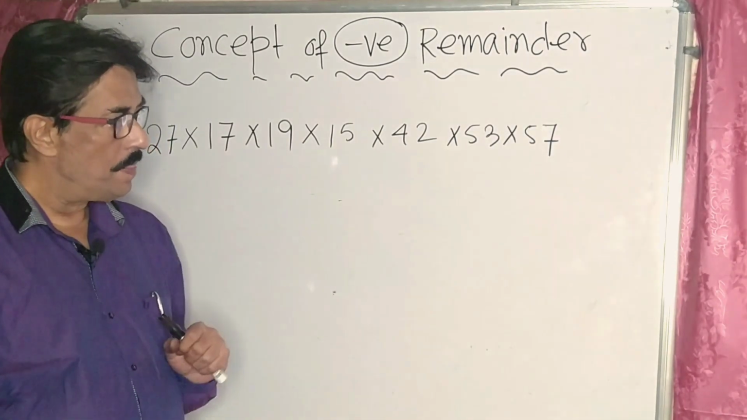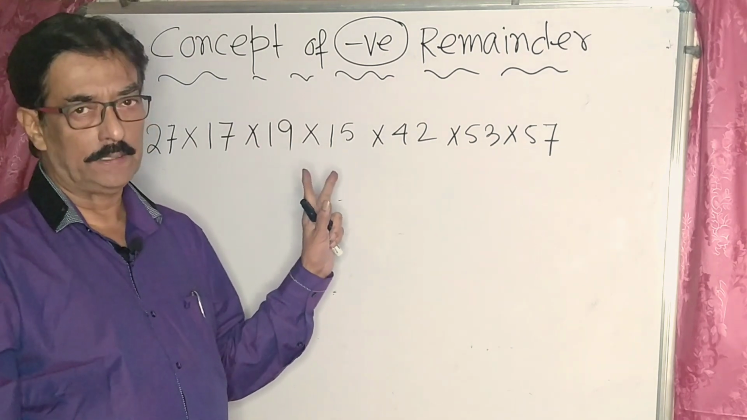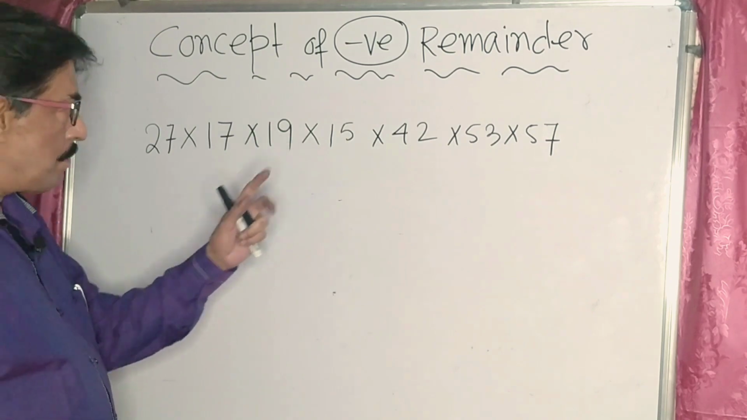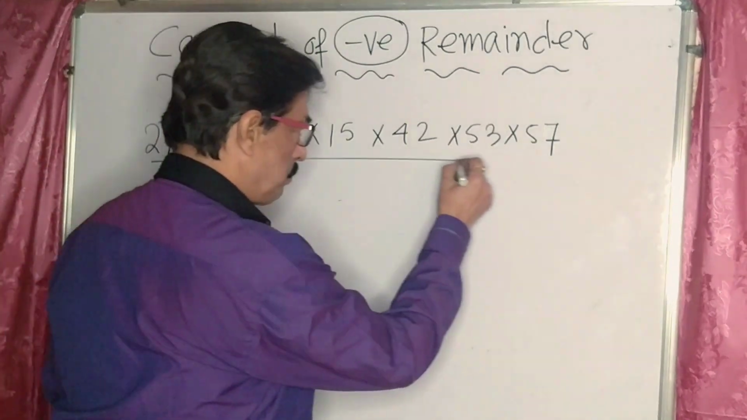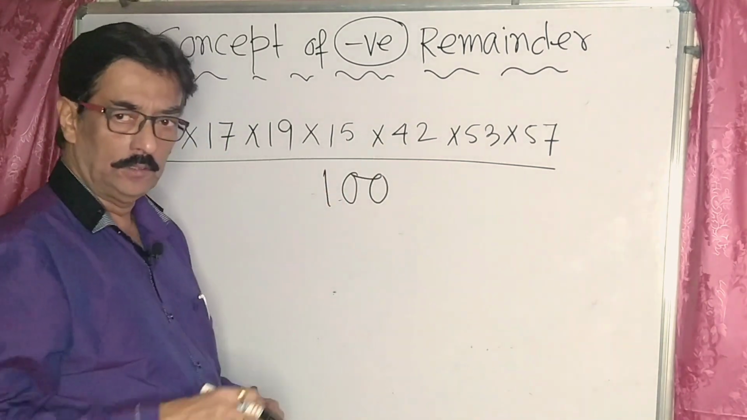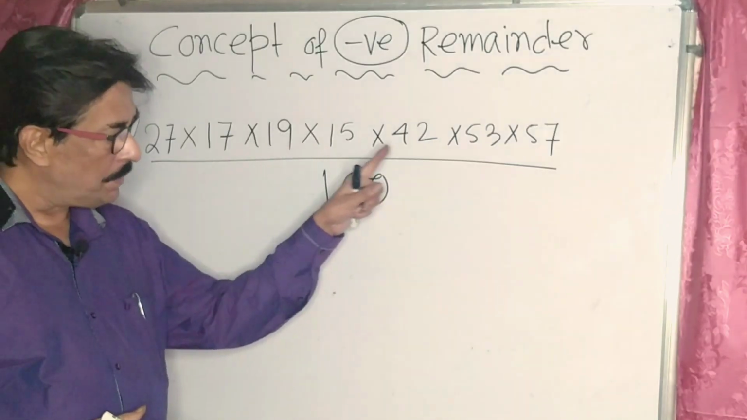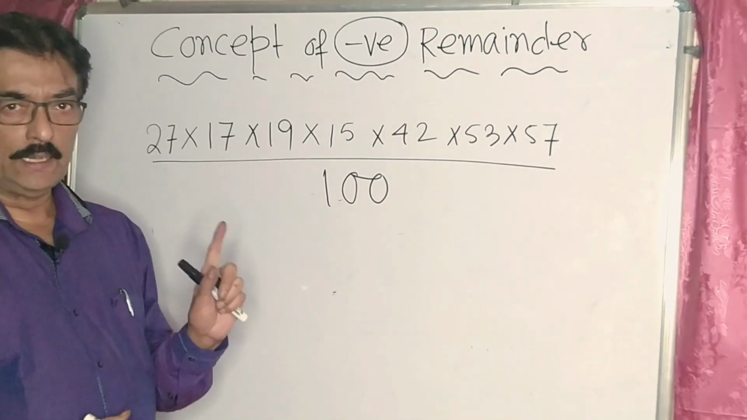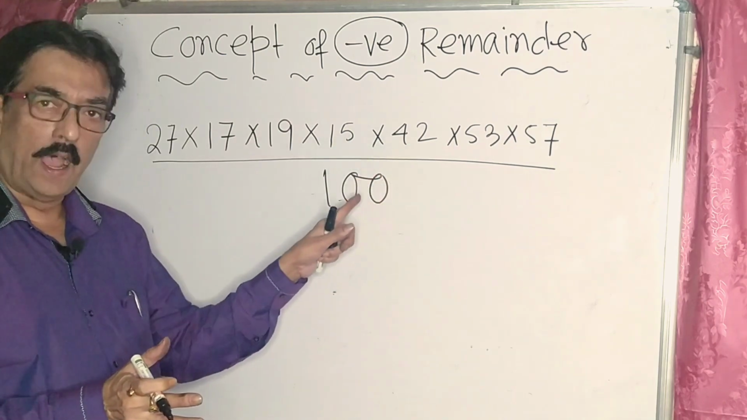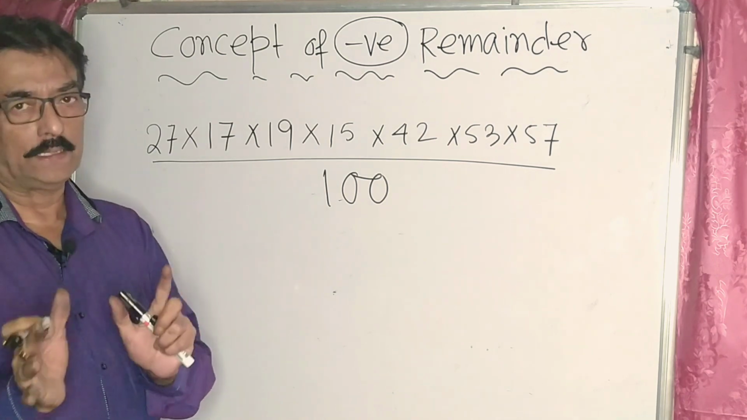Our last example, you have to find out the right hand two digits after expansion. Now, what we have to do? When the number is divided by 100, what will be the remainder? That is called the right hand two digits. When the number is divided by 100, whatever is the remainder, that is called the right hand two digits. They are not saying what will be the remainder if the number is divided by 100. Their question is, what are the right hand two digits after expansion?